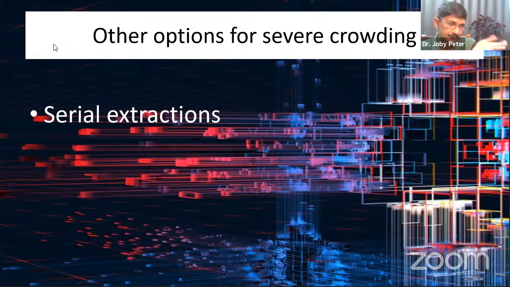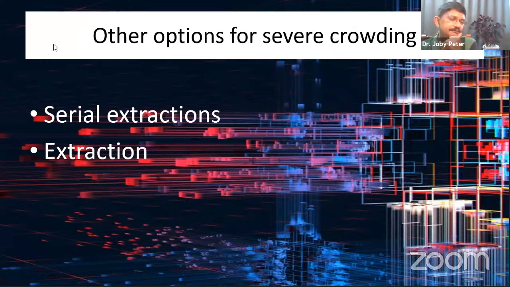Other options other than this are serial extraction, or planned extraction of some deciduous teeth followed by the permanent teeth. Or leave it like that and, at 13 or 14 years, go for all four bicuspid extractions. That could be another option. I just want to wind up with one case. A patient reported at 11 years of age with a complaint of anterior proclined teeth. The complaint is that the teeth are coming out. And if you see the picture, you can say that yes, the teeth are coming out.